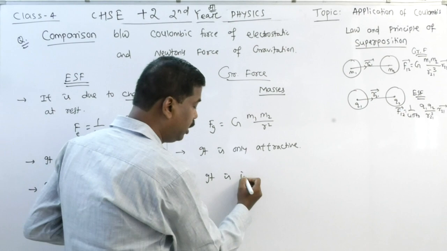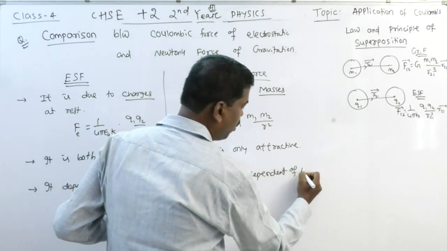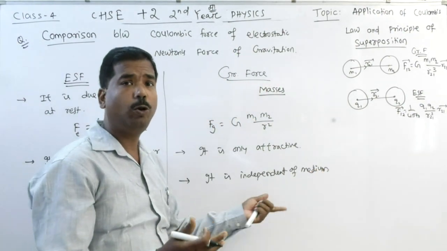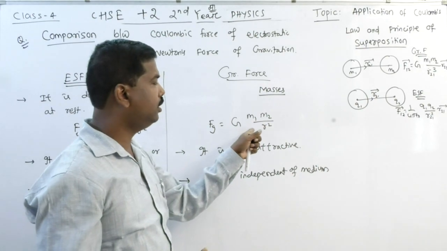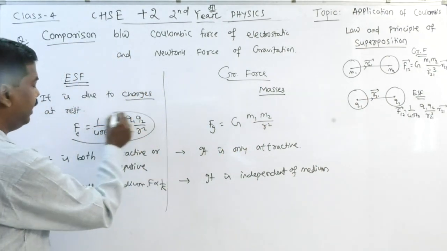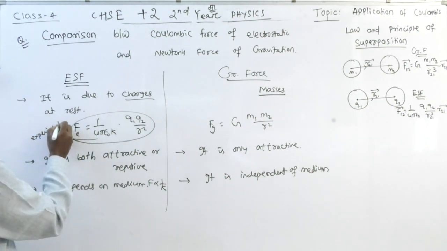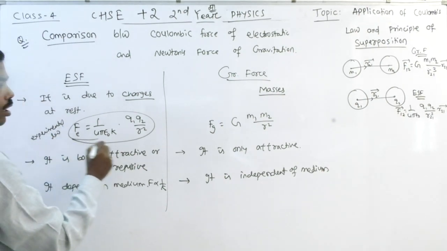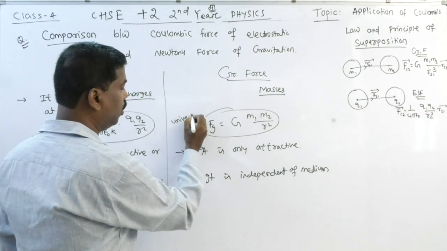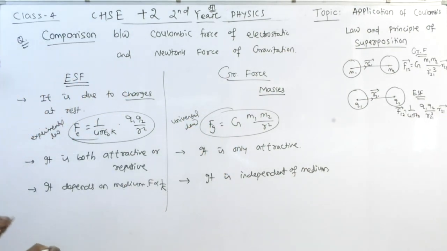The gravitational force is independent of the medium. There is no dielectric constant in such cases. This is a universal law. Very, very important. This is an experimental force, but it is universally accepted. So this is a universal law. Clear? Next.